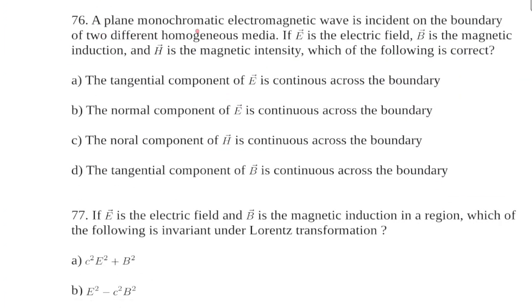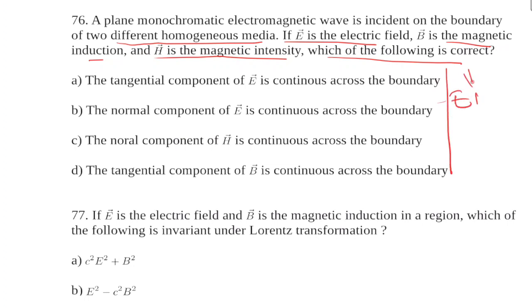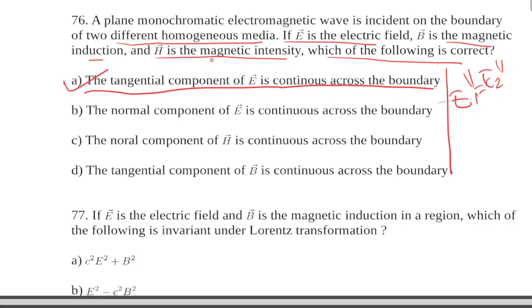Next, a plane monochromatic electromagnetic wave is incident on the boundary of two different homogeneous media. If E is the electric field, B is the magnetic induction, H is the magnetic intensity, which of the following is correct? So here you have to use the boundary condition, which we know E1 parallel will be E2 parallel. So the tangential component of electric field is continuous across the boundary. So this is your correct option.